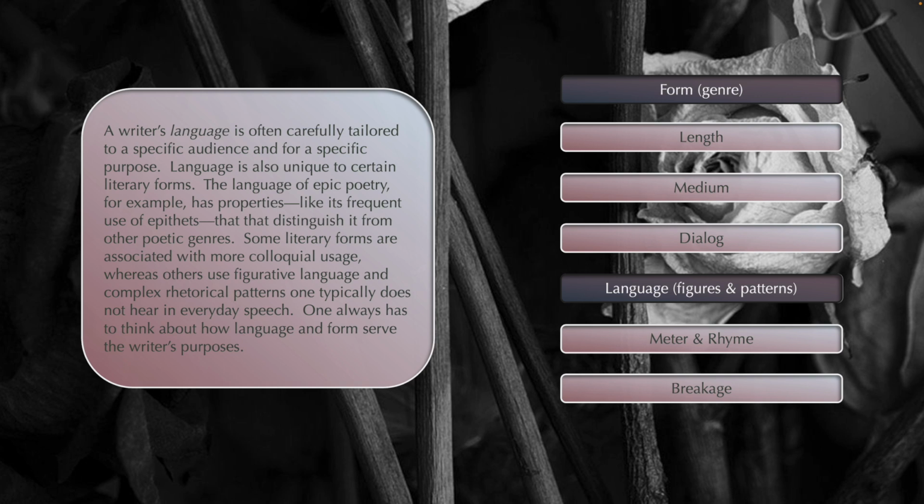So language is also unique to certain literary forms. The language of epic poetry, for example, has properties like its frequent use of epithets that distinguish it from other poetic genres. Some literary forms are associated with more colloquial usage. I'm thinking about, for example, realist fiction. Whereas other forms use figurative language and complex rhetorical patterns that one typically does not hear in everyday speech. So one always has to think about how language and form serve the writer's purposes.